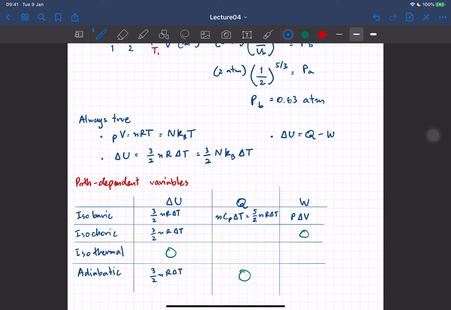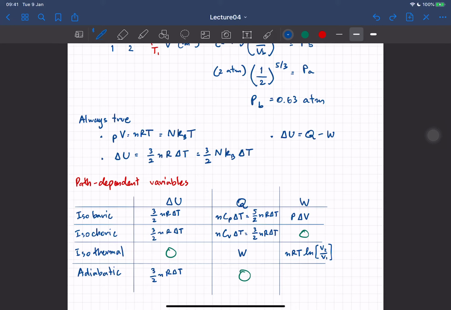For isochoric, V is constant, so Q is going to be nC_V delta T, so it's going to be 3/2 nR delta T. And for isothermal, the work done is a little bit messy because it involves the logarithm of V2 over V1. But Q is the same as W, so we can just write W here, because delta U is 0. So it's just applying this formula.